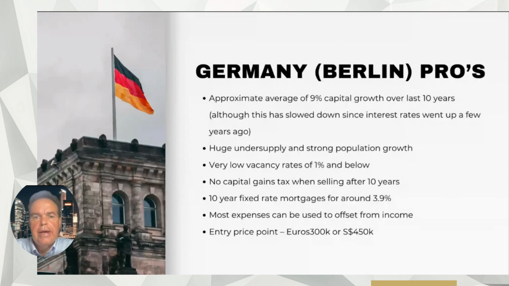So what we've seen in Berlin is very strong capital growth over the last 10 years, averaging almost 9% compounded per year. It has slowed down a little bit in the last couple of years since interest rates went up. Although with interest rates coming down again, it looks like, because of the huge undersupply and the strong population growth in Berlin, that there should be a very strong rebound.